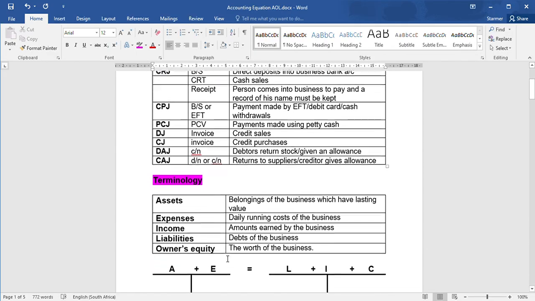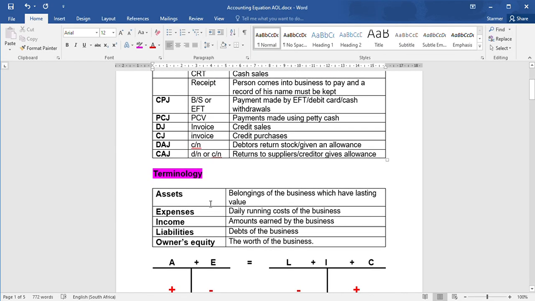Alright, then just quickly some terminology. The assets of the business are the belongings of the business and have got lasting value. Your expenses are your daily running costs. An example I use here is a motor vehicle. That motor vehicle belongs to the business and is an asset.